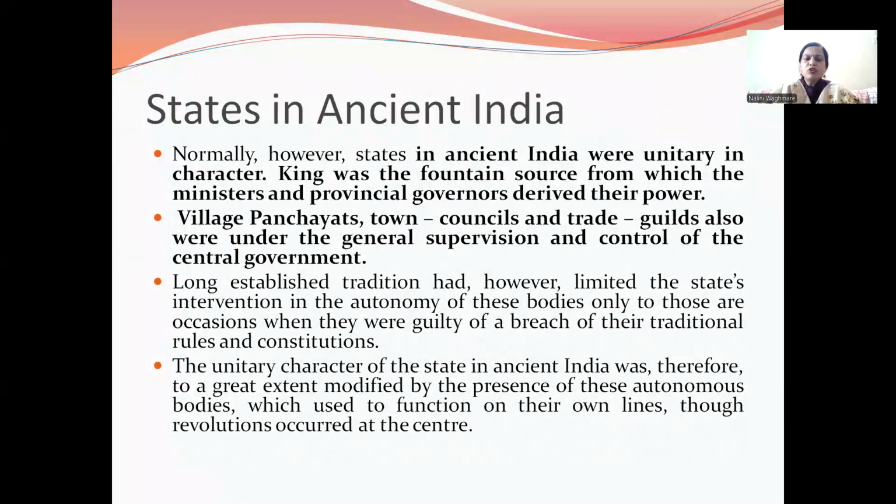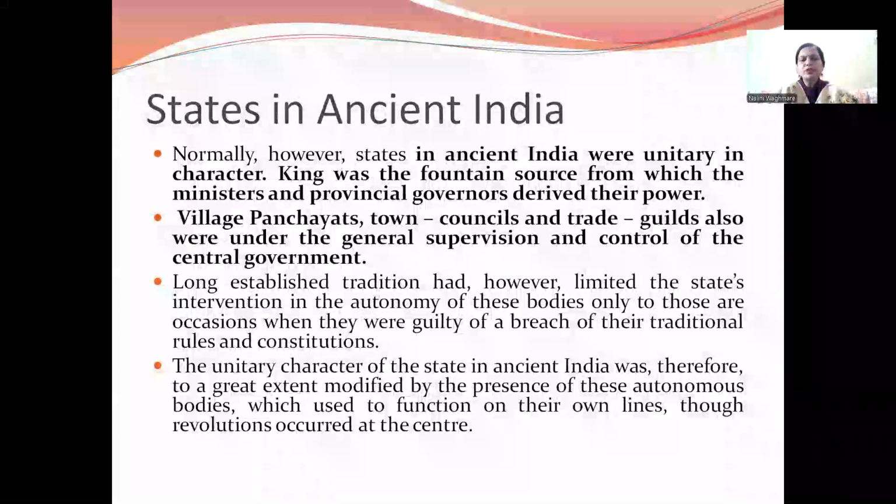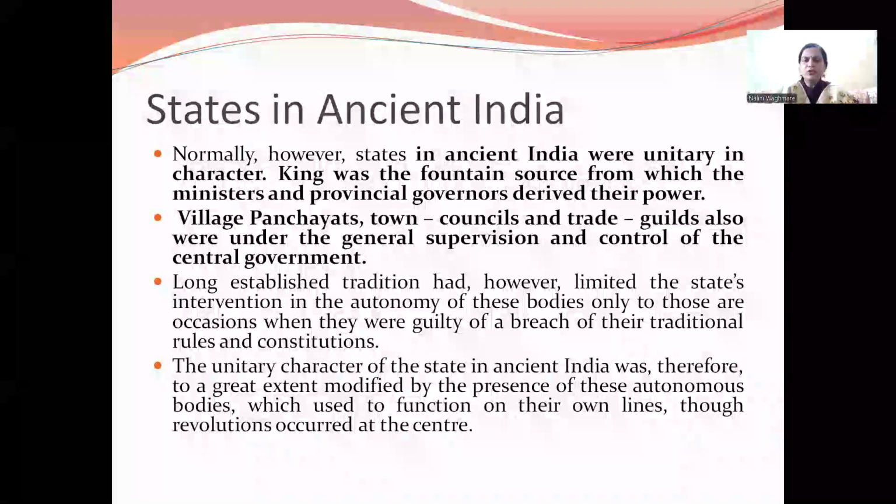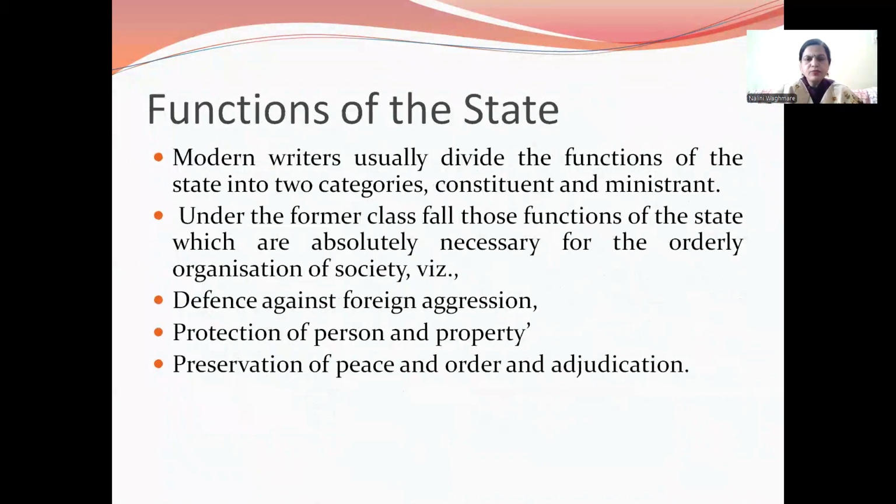Normally, however, states in ancient India were unitary in character. The king was the fountain source from which the ministers and provincial governors derived their power. Village panchayats, town councils, and trade guilds also were under the general supervision and control of the central government.